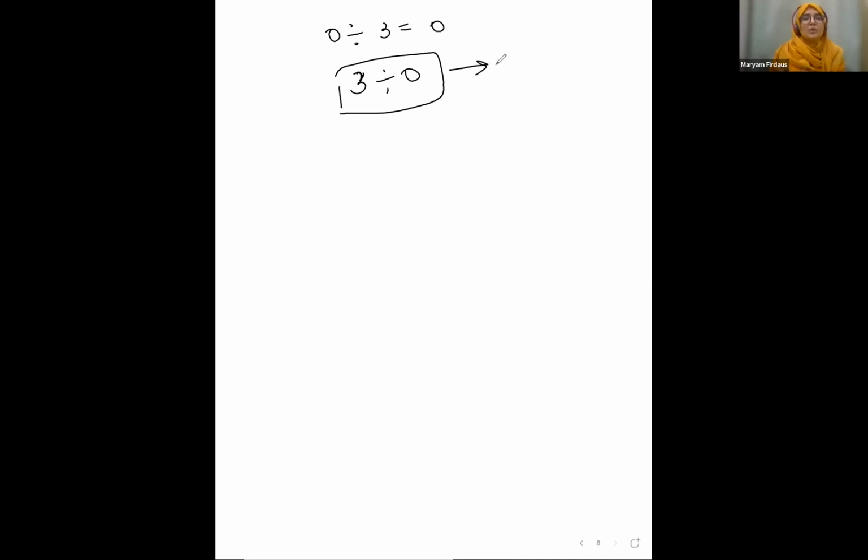Can we divide an integer by 0? No. Okay, tell me, what is 0 divided by 3? 0. Okay, then what is 3 divided by 0? 0. No, it is not. See, anything divided by 0 is meaningless. It does not exist.